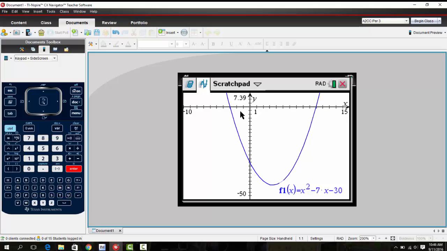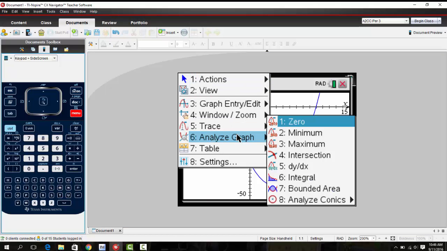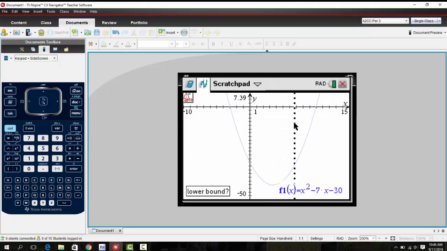Now to check the zeros, remember there are x-intercepts, and we can eyeball it and say it looks like it's positive 10 and negative 3, but we always want exact values. So to get those, we'll press Menu, Analyze Graph, Zero. Remember our x-intercepts are also known as zeros.